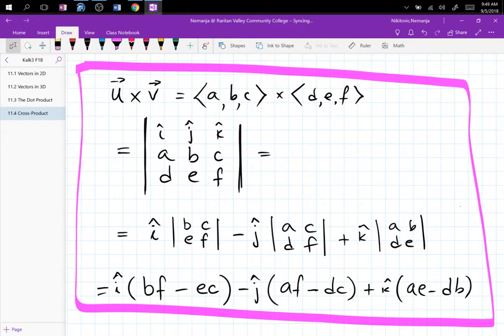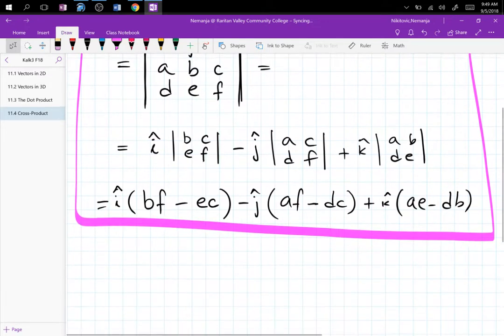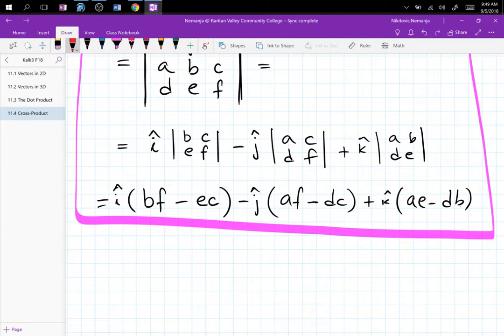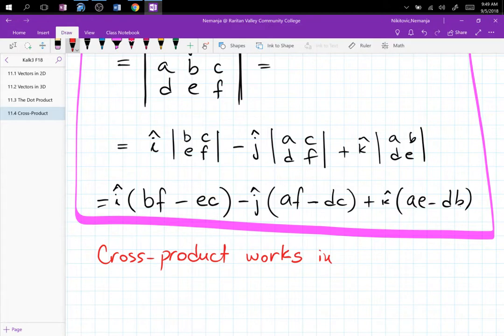And this is the way to compute the cross product between two three-dimensional vectors. So let me write that in blood over here. Cross product works in R3. It doesn't work in R2.